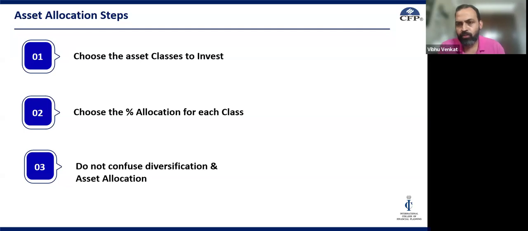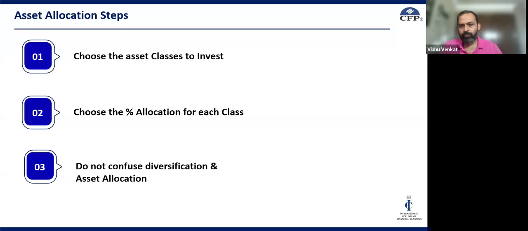So first you have to choose. Don't confuse anything. You just need to choose the different asset classes for you to be investing in, for your own self or for your clients. And next, you have to decide the percentage of each class.